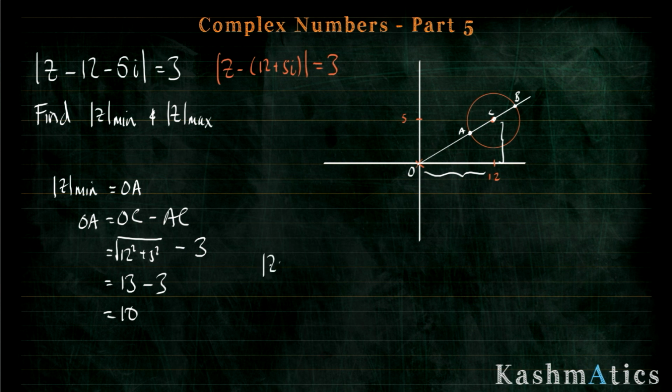And z max is equal to the furthest point on that circle, so OB. Now OB is actually quite straightforward. If I already know what OC is, OB is OC plus CB. OC we worked out over here is 13, plus CB, which is just the radius, another 3, so that would be 16.